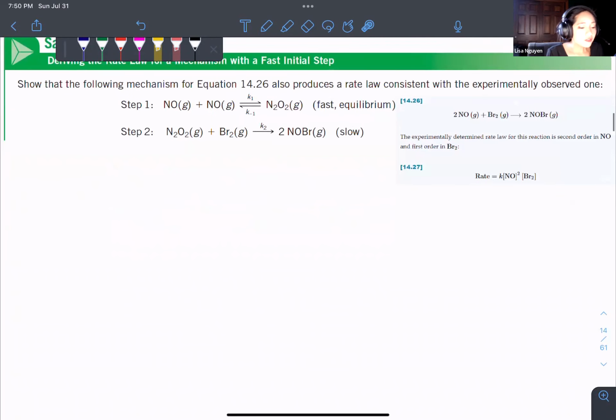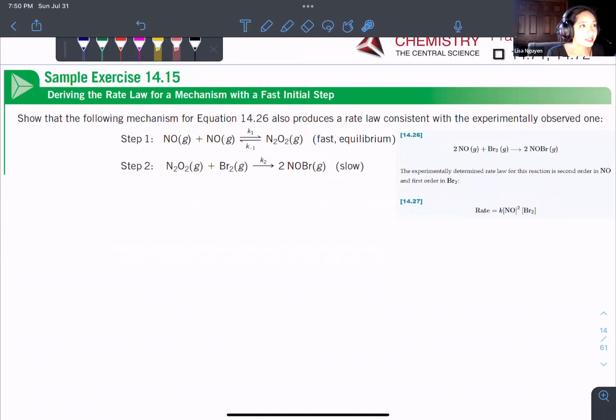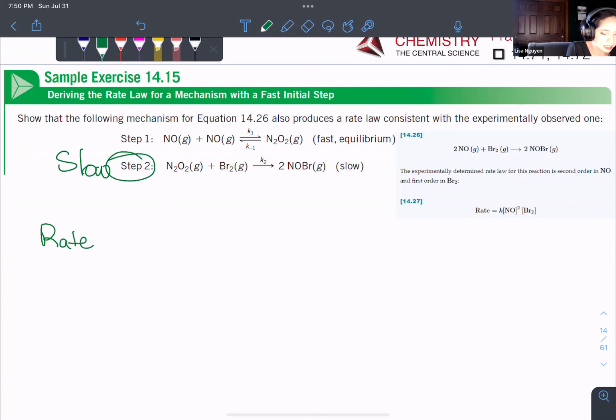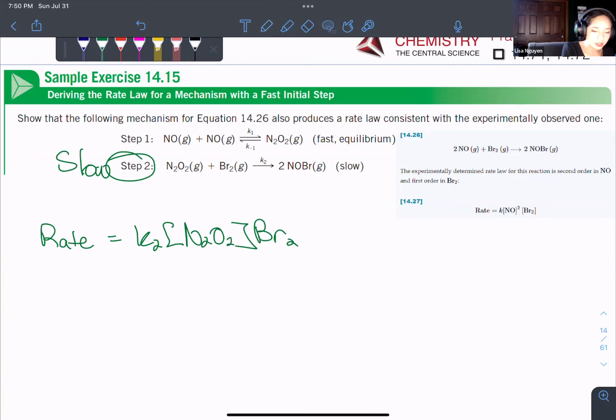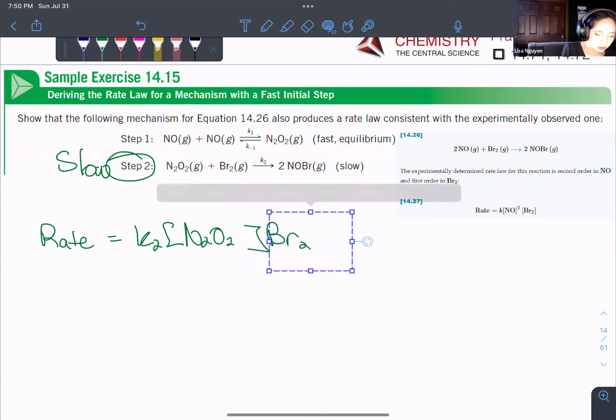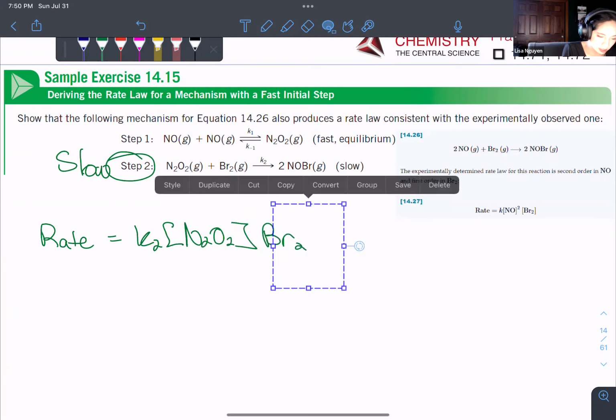It's a little bit more difficult when the slow step is not the first step. So in this example, we're still going off the fact that the slow step always dictates the overall reaction order. So this is slow, so step 2 is what's dictating the overall reaction rate. That rate equals K2 times N2O2 times Br2.